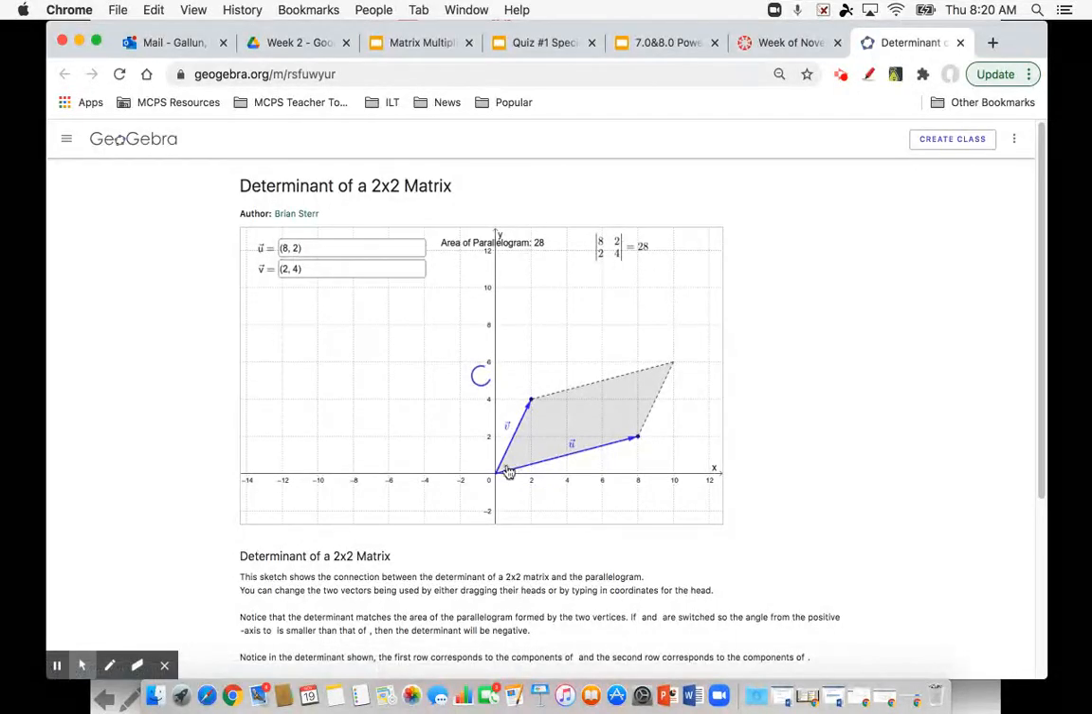So these here are vectors, vector V and vector U. You are not responsible for knowing anything about vectors. I just wanted to show you. We don't yet know how to calculate a determinant, so I'm going ahead on this. But the determinant of a 2 by 2 matrix is a scalar, right?